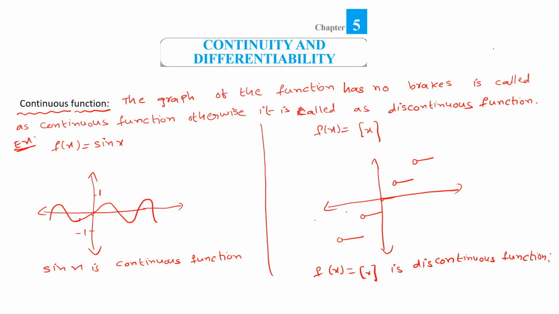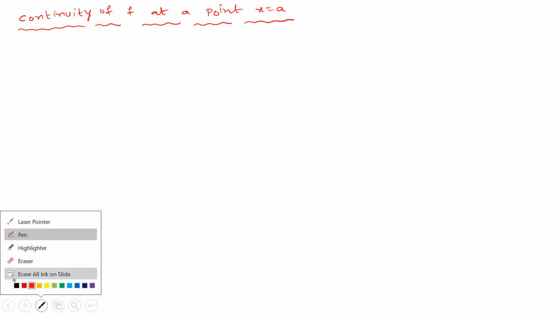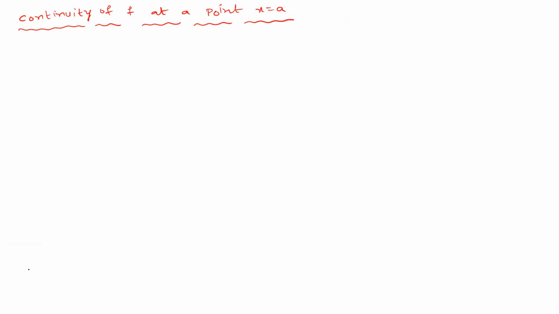Okay, so understand, guys, what a continuous function is and what a discontinuous function is. Next we will discuss continuity of f at a point x equal to a, where a is any real number.